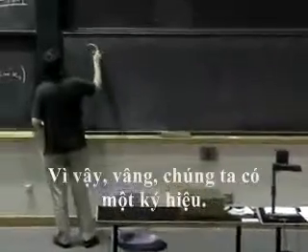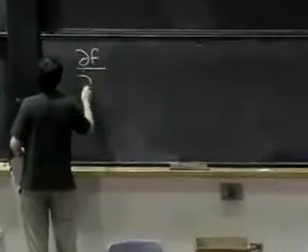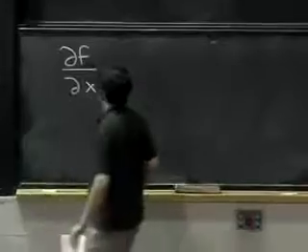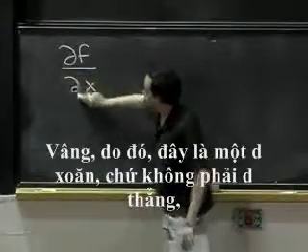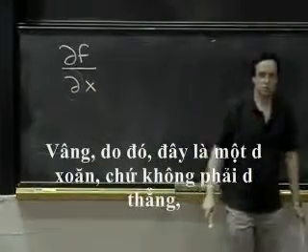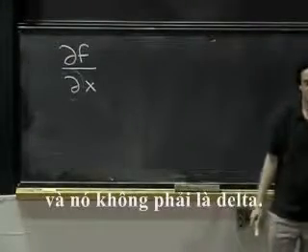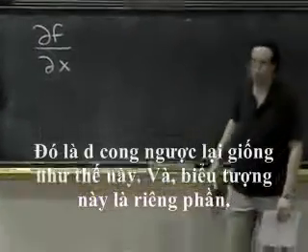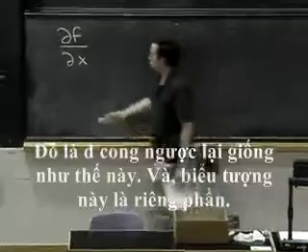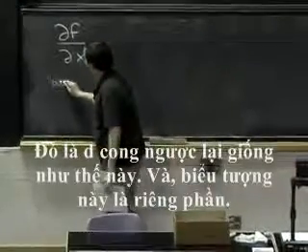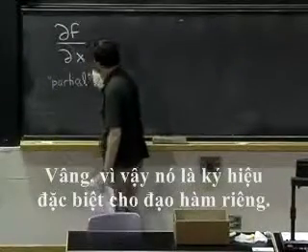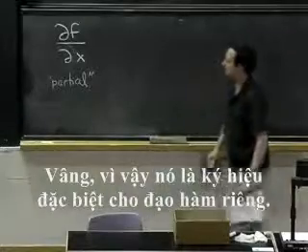So we have a notation. This is a curly d, and it is not a straight d, and it is not a delta. It's a d that kind of curls backwards like that. And the way you read this symbol is "partial". So it's the special notation for partial derivatives.